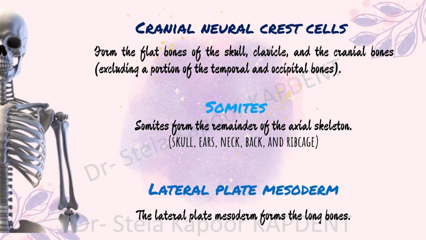If we have a look at this process embryologically, it is the cranial neural crest cells which form the flat bones of the skull, clavicle and the cranial bones, excluding a portion of the temporal and occipital bones. The somites form the remainder of the axial skeleton, which includes the skull, ears, neck, back and the ribcage, while it is the lateral plate mesoderm which forms the long bones.